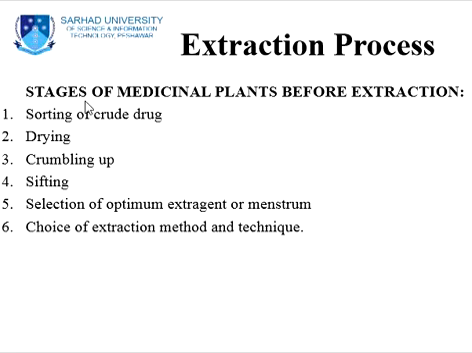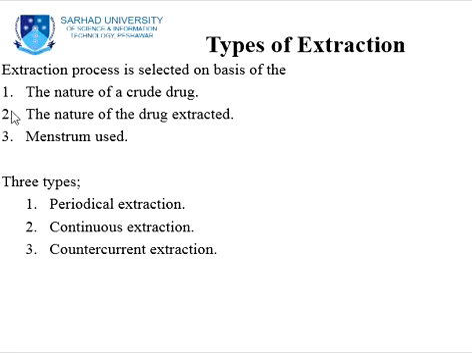There are various stages of the medicinal plants before extraction, and these include the sorting of the crude drug before extraction, the drying process, the crumbling, the sifting, selection of the menstruum, and the choice of extraction method and technique. The nature of the crude drug: for example, stem of the plants, shrubs, flowers, barks, etc., all these have different nature. The extraction process is selected on the basis of the nature of the drug, which is extracted from the raw and unprocessed drug.